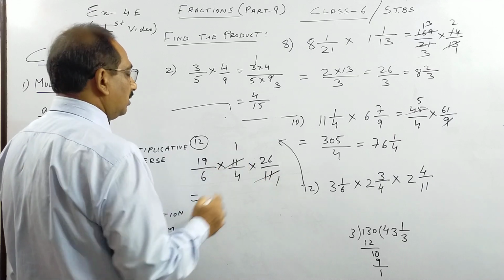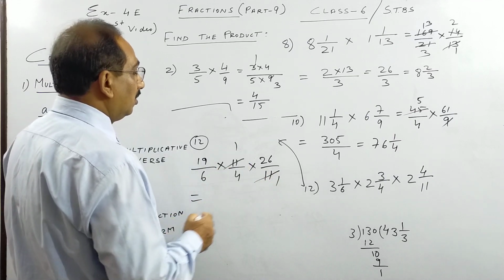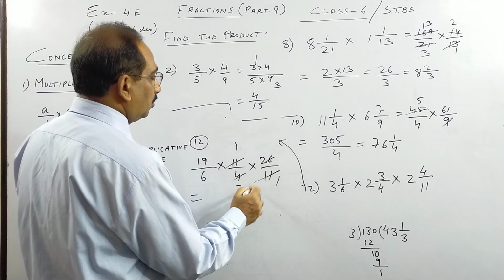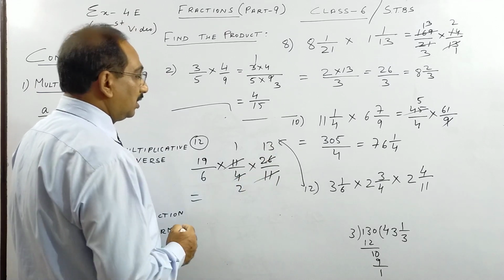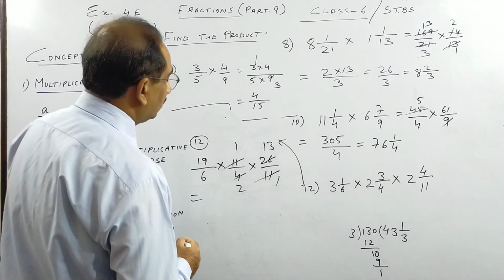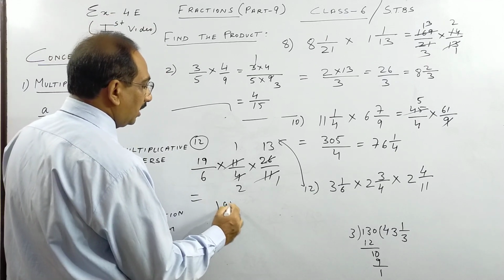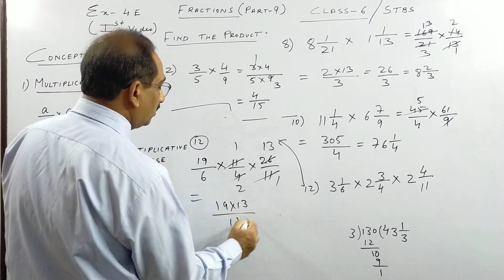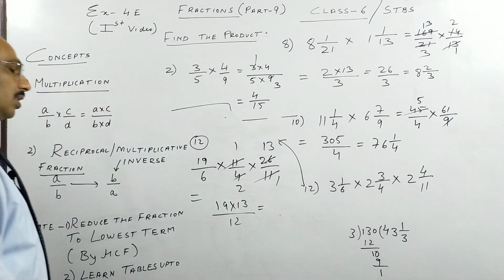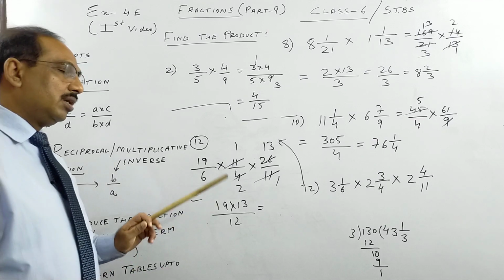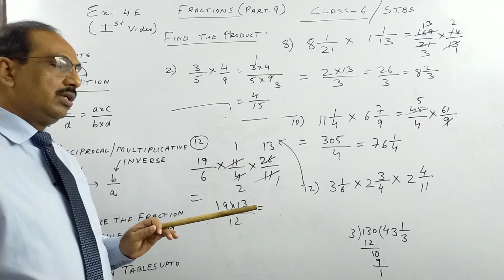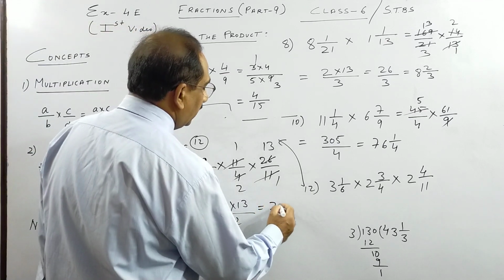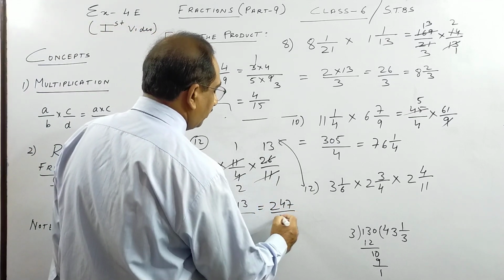11 1s are 11, 11 1s are 11, 4, and this will go by 2, 2 2s are 4, 2 13s are 26. So what is left here? 19 into 13 by 6 2s are 12. 19 into 13, children, you will get 19 10s are 190 and 19 3s are 57. So you'll get 247 by 12.